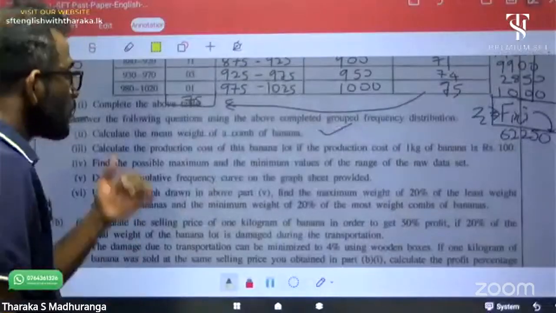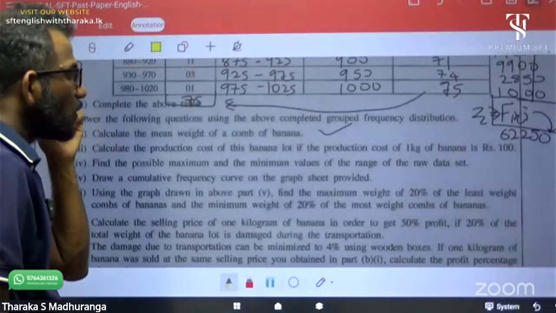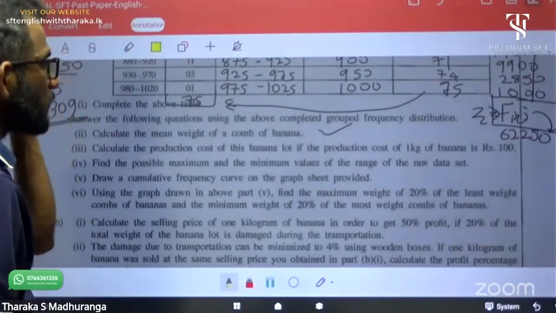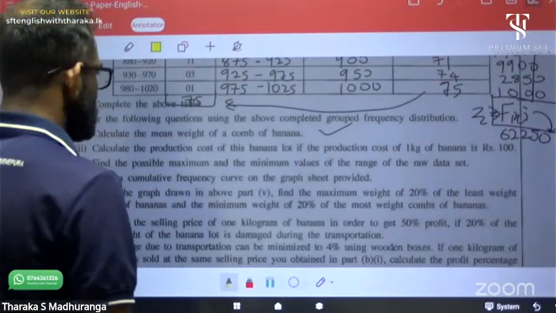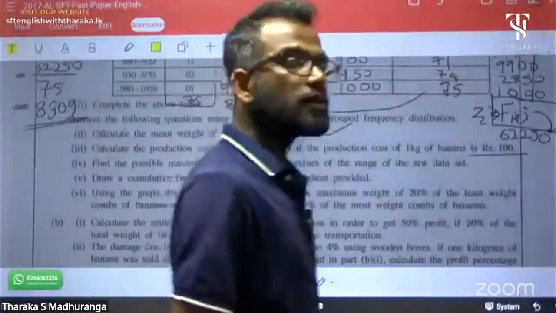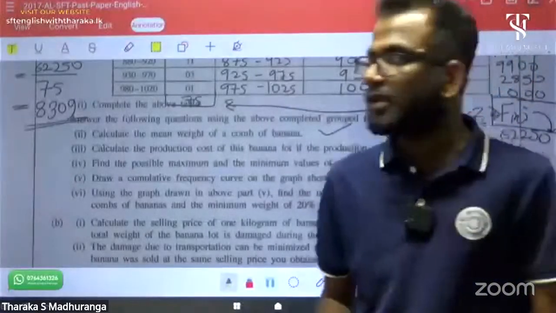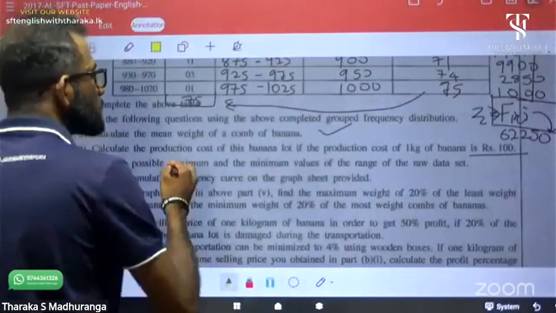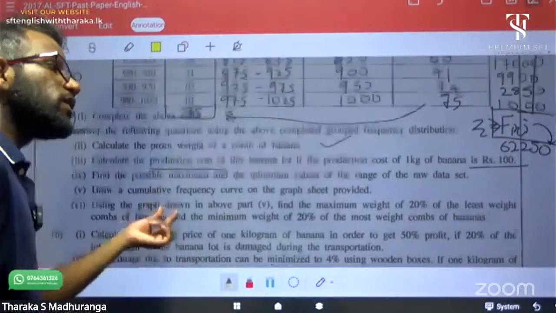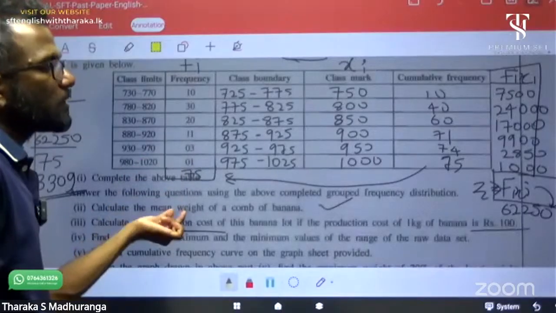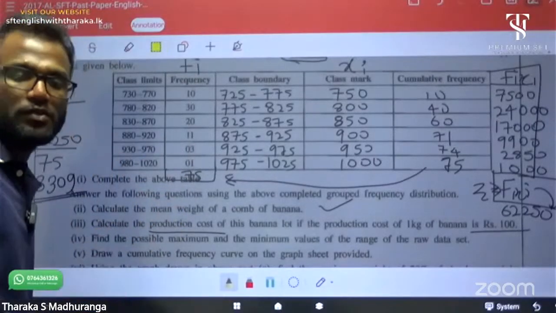Calculate the production cost of this banana lot, if the production cost of 1 kilogram is 100 rupees. The question asks, what is the production cost for this banana lot? Okay, can you calculate this? You have to think a little bit. Hurry, I'll give you 1 minute to calculate this.